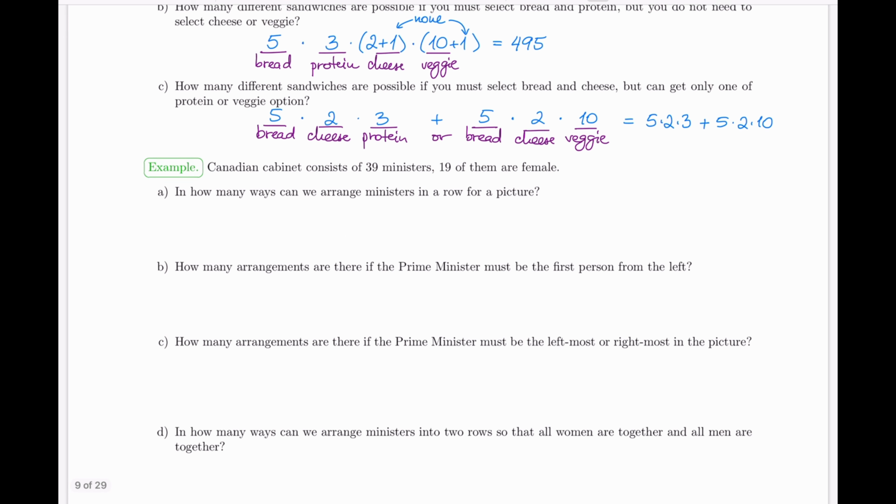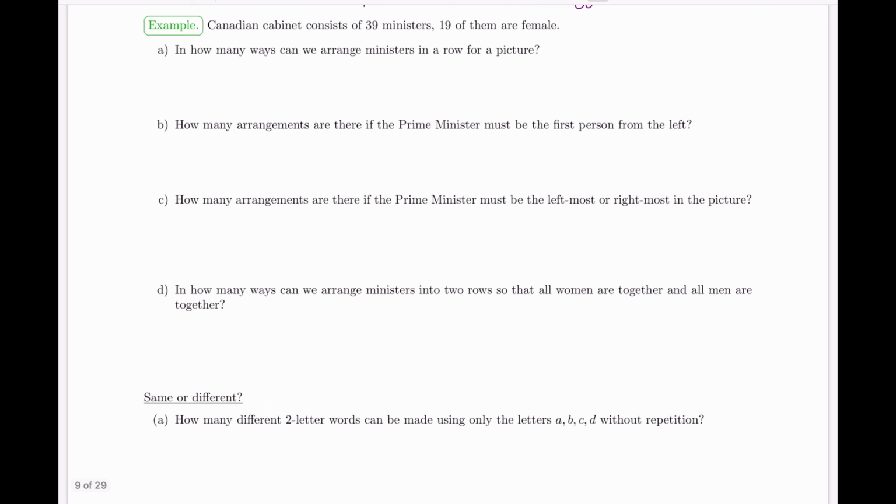Let's take a look at the next question. Canadian Cabinet, so the ministers, currently, as I'm recording this in August, consists of 39 ministers, including the Prime Minister. 19 of them are female. We are wondering what we're going to do with all these ministers if we would like to arrange them in a row for a picture.